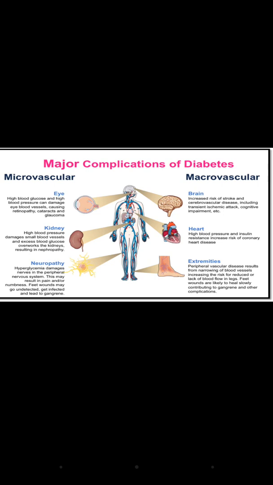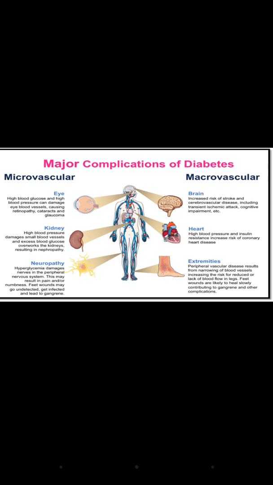So in the microvascular we have retinopathy, nephropathy and neuropathy. Retinopathy, the eye. In the eye, high blood glucose level and high blood pressure can damage the blood vessels of the retina. So the person will have retinopathy and blindness may occur. The person also may have cataract and glaucoma.